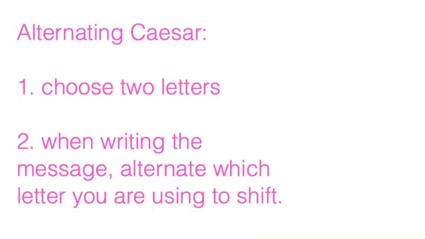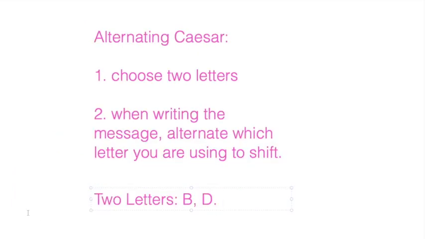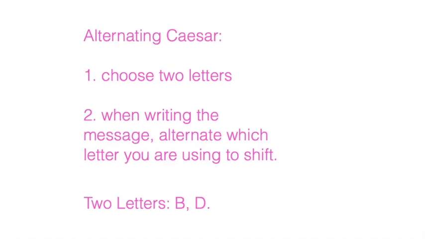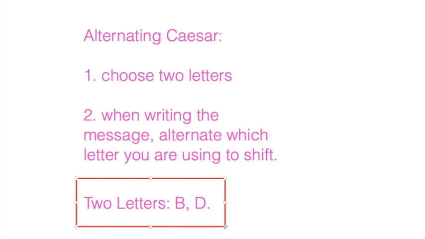So let's say that I had my two letters be B and D. Can you give me a brief message to encrypt with B and D as my key? Now this, even though this is two pieces of information, is one key, because the key is whatever information you need to encrypt and decrypt the message. So this is not two keys. This is just one key, even though it's two letters.